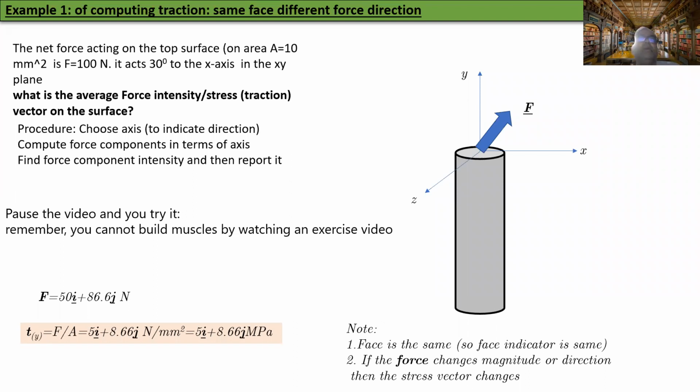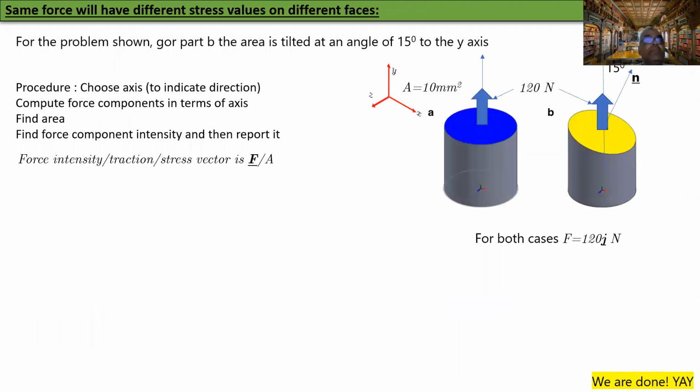Okay. Now let's look at a different one. This time, we are going to look at a surface which is tilted at an angle of 15 degrees to the y-axis. So procedure is the same. Choose the axis, compute the force component in terms of the axis. Now we have one additional step. We have to find this yellow colored area, how much that is compared to the blue color area. If blue colored area is given as 10 millimeters squared, what's the yellow colored area? And then force over area, that's all. You don't have to do anything else. So you try your hand at it and then come and look at my answer. Okay. So let's see if we can get it.